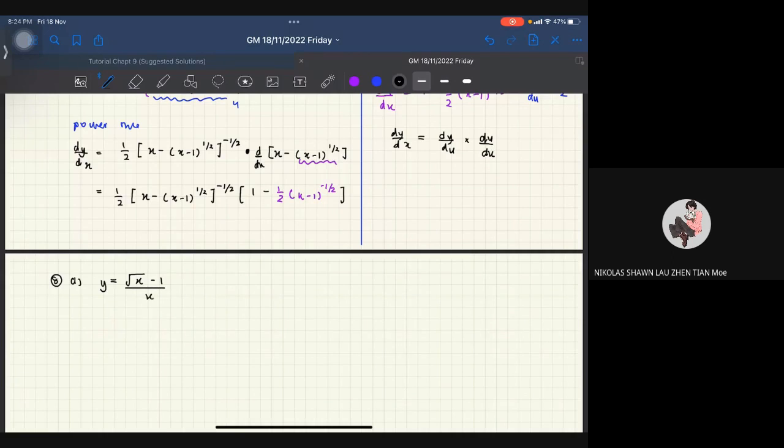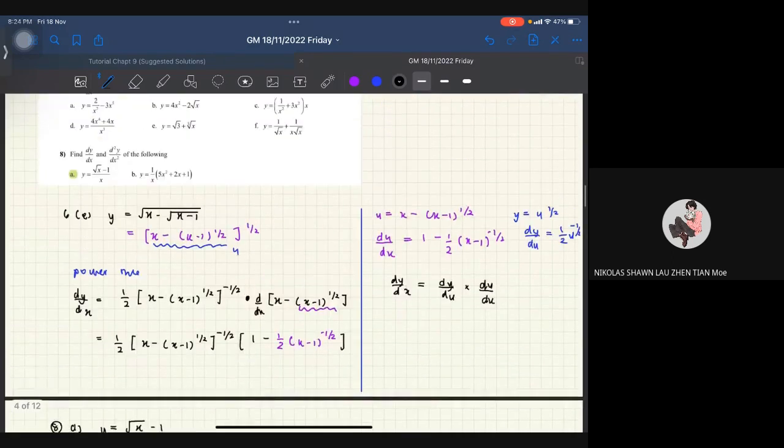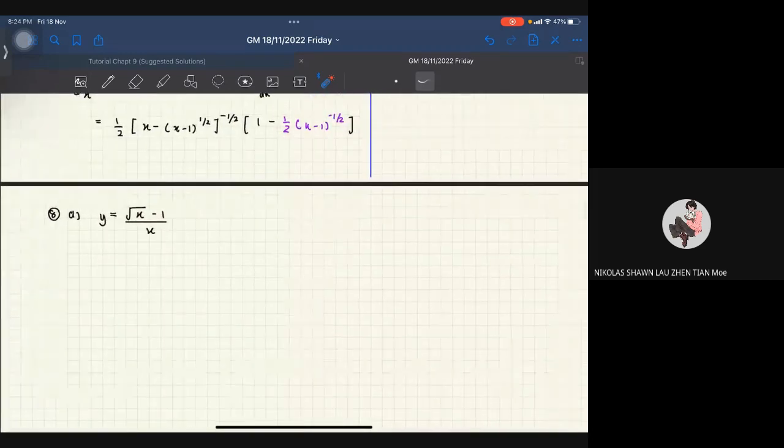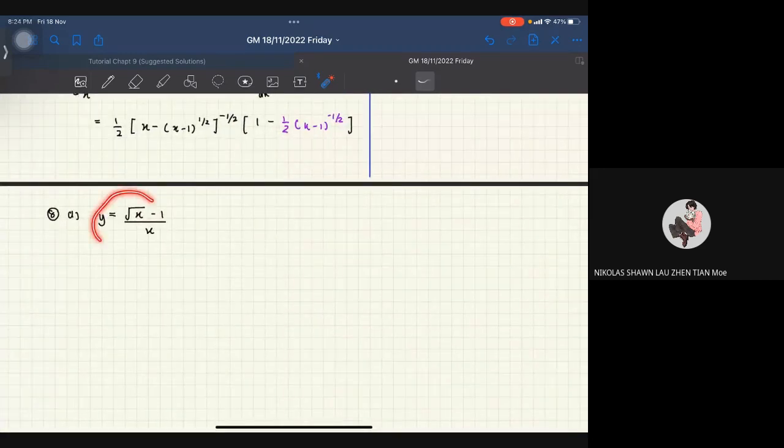Okay, so soalan kat sini dia minta kita find the first and second derivative. Okay, so this is the first derivative, this is the second derivative lah. Right, so kalau awak nampak soalan ni kan, apa yang awak nak buat? Awak nampak bentuk macam ni, apa awak nak buat untuk differentiate dia? Quotient rule. Quotient rule, okay, boleh.